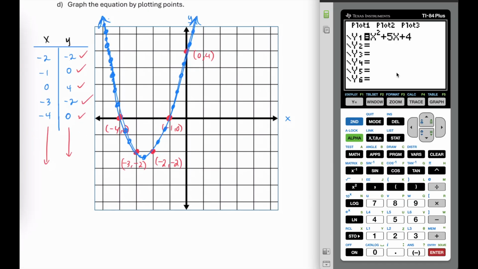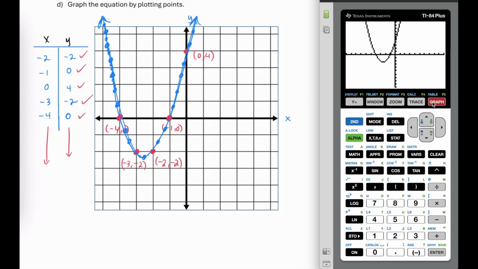So now if we were to come back to our calculator in that y equals field, and this time instead of hitting the table feature, we actually just hit the graph button, we see that we get a parabola that matches what we were able to achieve by hand.